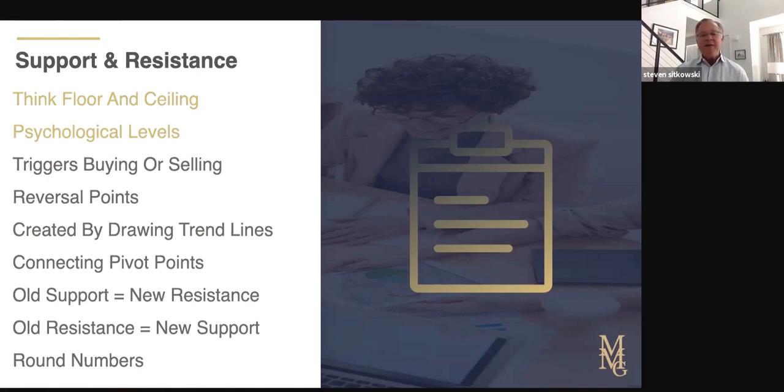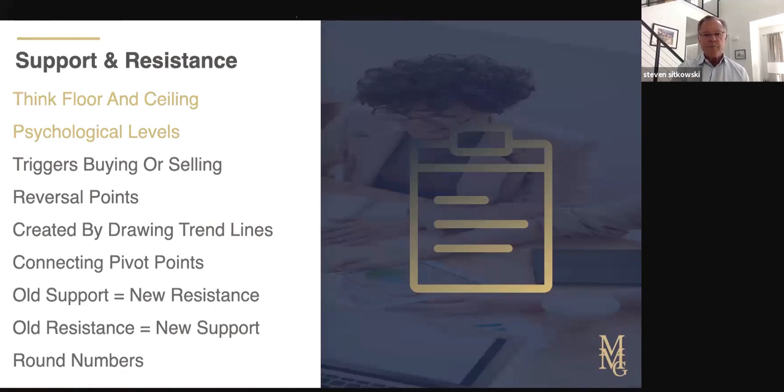And also pay attention to round numbers. I know this sounds silly, but again, the psychology of the market. So when I try to find support and resistance levels, 10, 20, 30, 40, or 105, 110, 115, 120, again, those become areas where people will typically step in and buy and or sell.